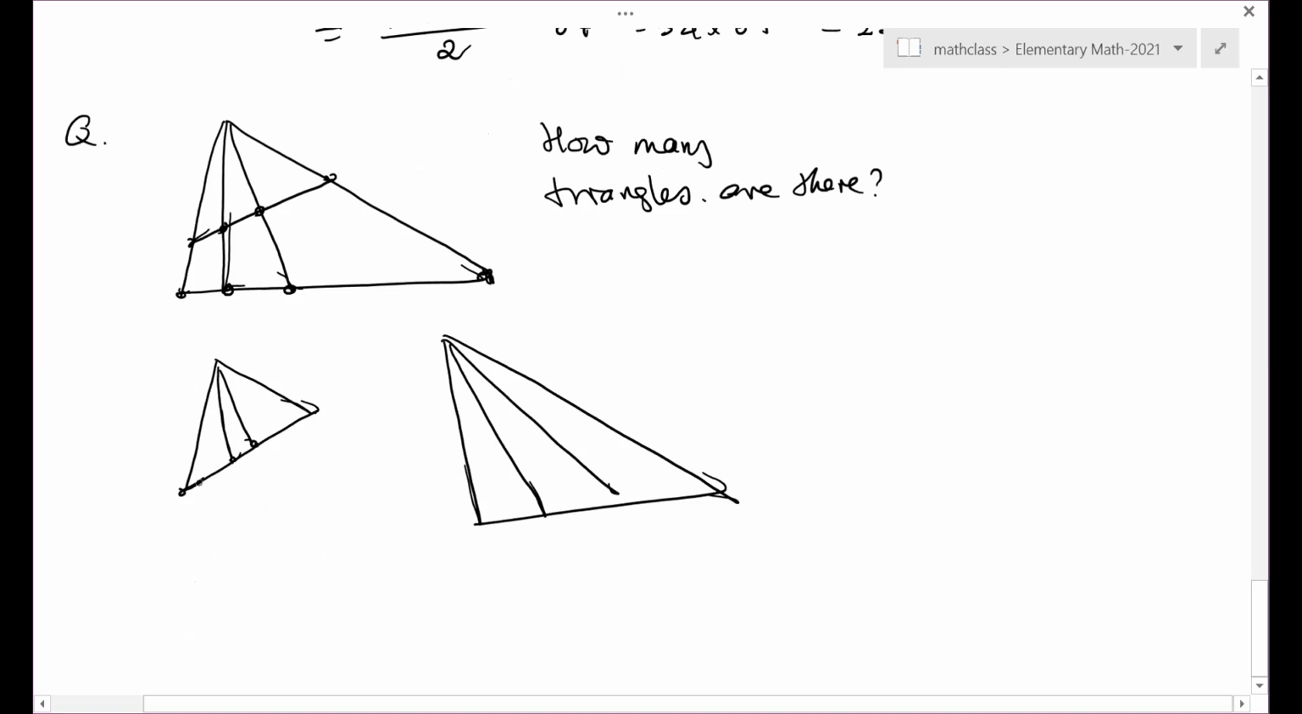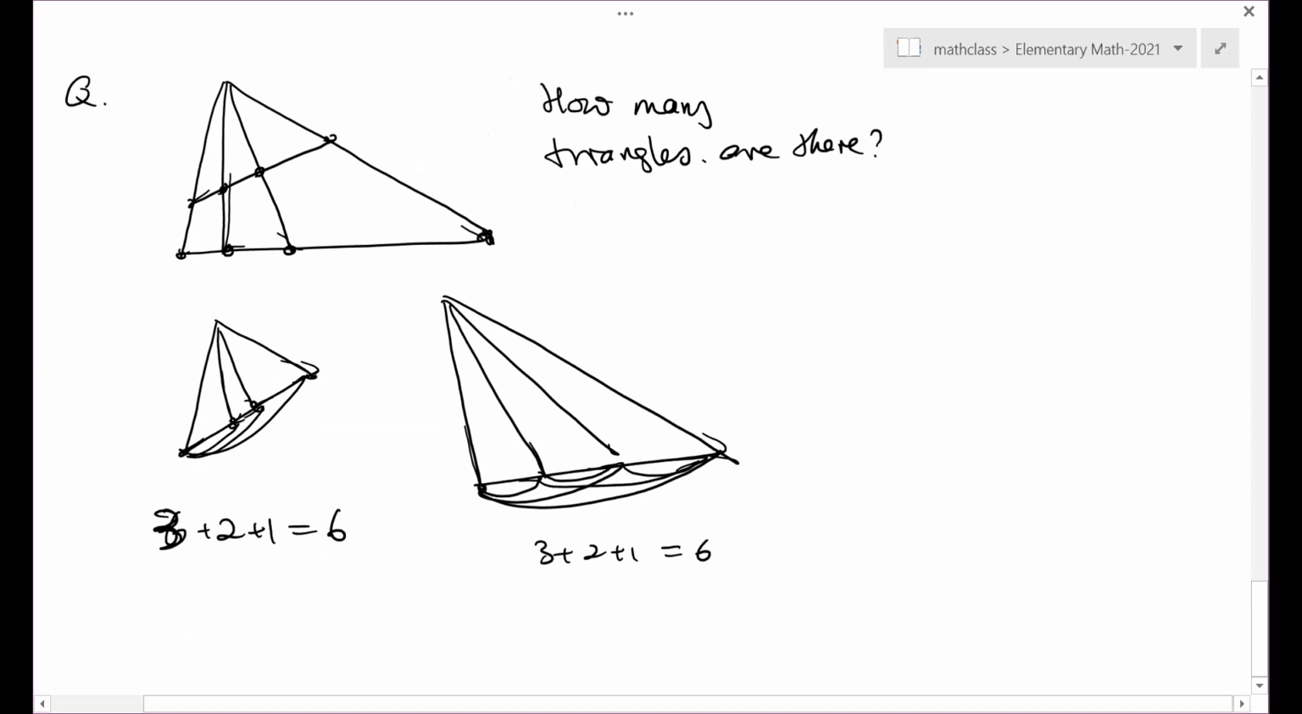So the small one, you're going to have a 6 here because 1, 2, 3, 3 plus 2 plus 1. So it's going to be 6. And the same reason for the other: you have 3 pairs of points, and 2 pairs of points, and 1 pair, 3 plus 2 plus 1. So it's 6. Total, the answer is going to be 12. 6 plus 6 is 12. So there are 12 triangles here.